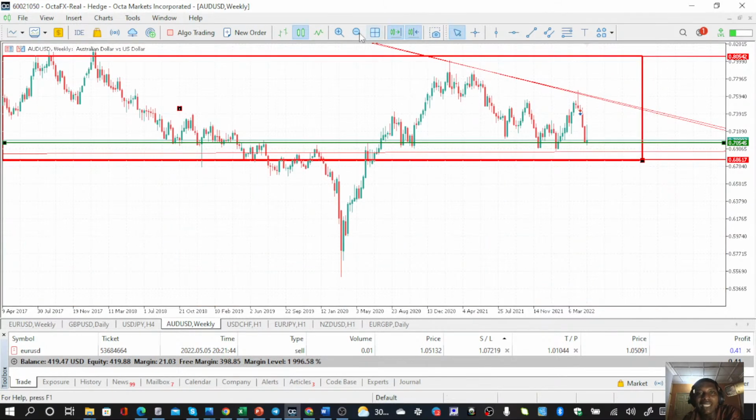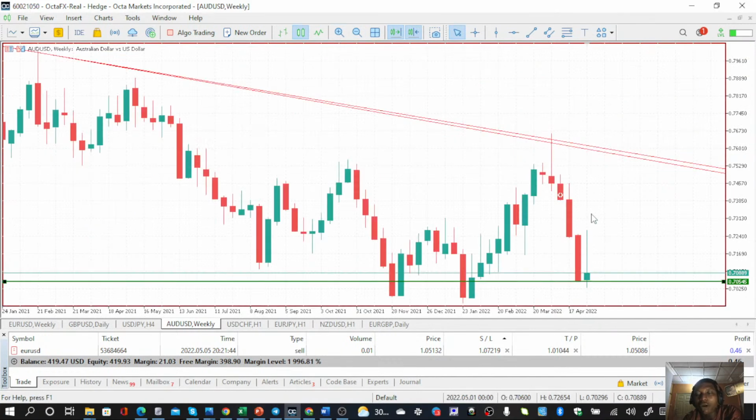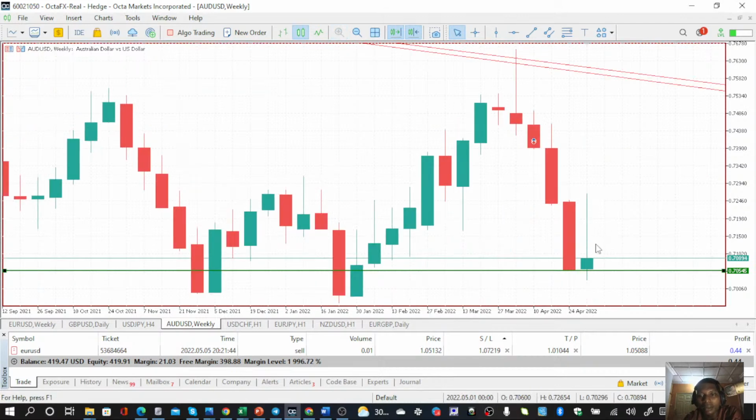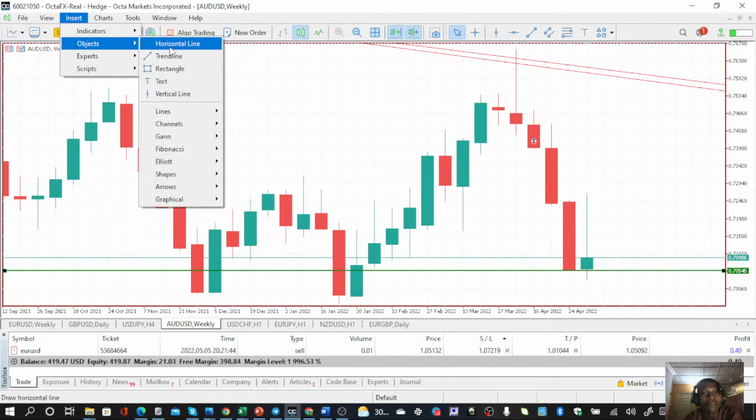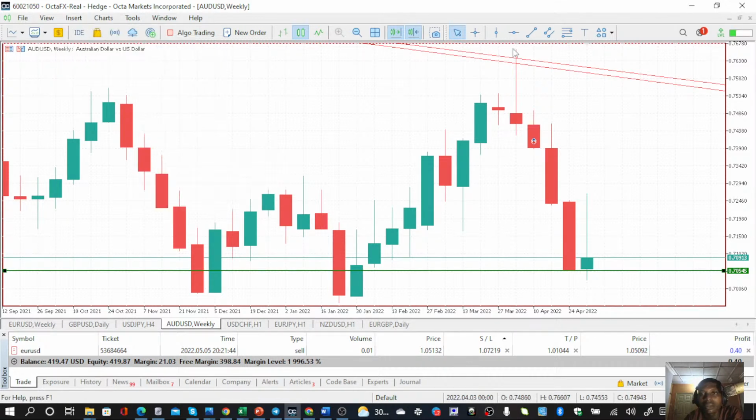You can see on the weekly time frame that there is already a pin bar in view. This is a pin bar. For those who might be asking, where is the pin bar? Let me point it out to you. This is the pin bar. Where this red line is touching, this candle is already forming a pin bar.